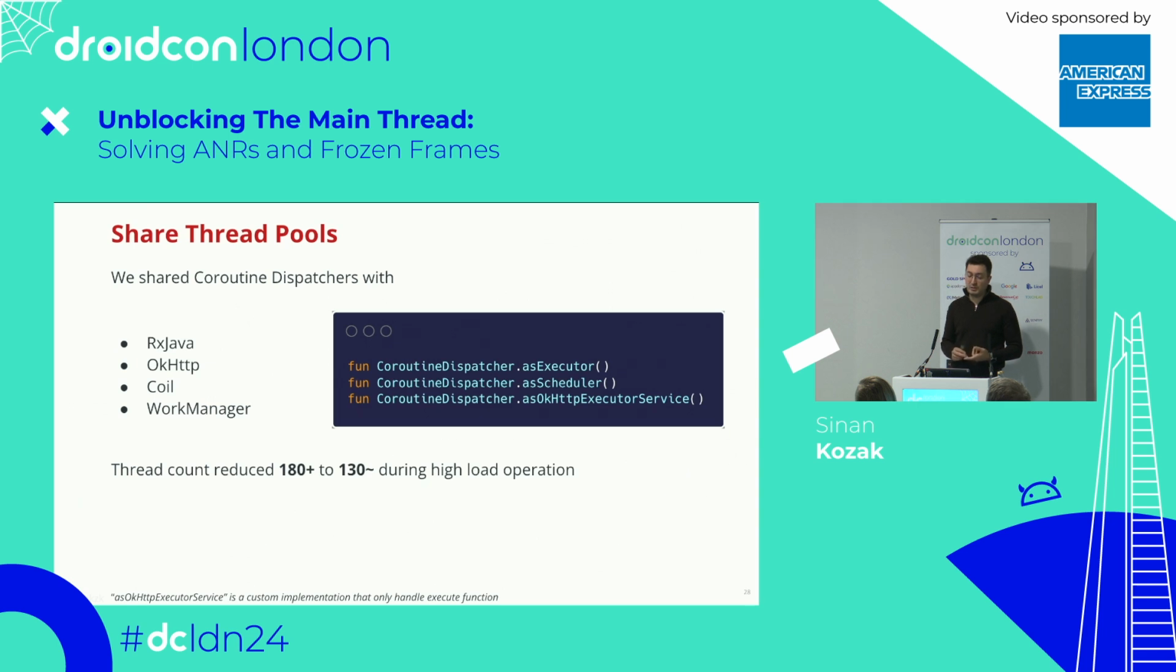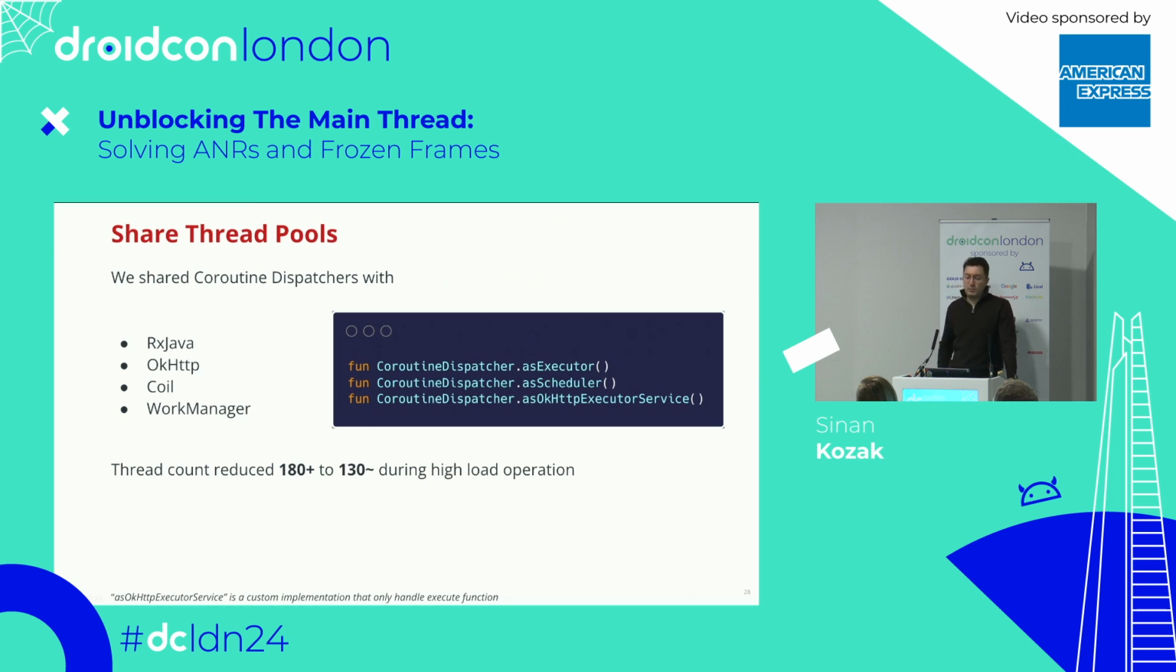RxJava gets a scheduler, OkHttp gets an executor service, and Coil requires an executor. And WorkManager recently started allowing you to directly pass the dispatcher to control which dispatcher you would like to use. And that helped us reduce the number of threads from 180 to 130 during a heavy operation. So it didn't immediately create an impact. It didn't solve most of the ANRs, but it created room for us to work on it. It reduced the number of out-of-memory issues, and now we have much more freedom for adding new features.